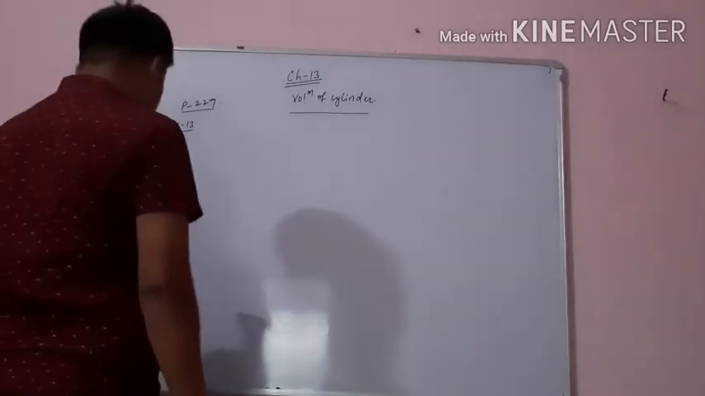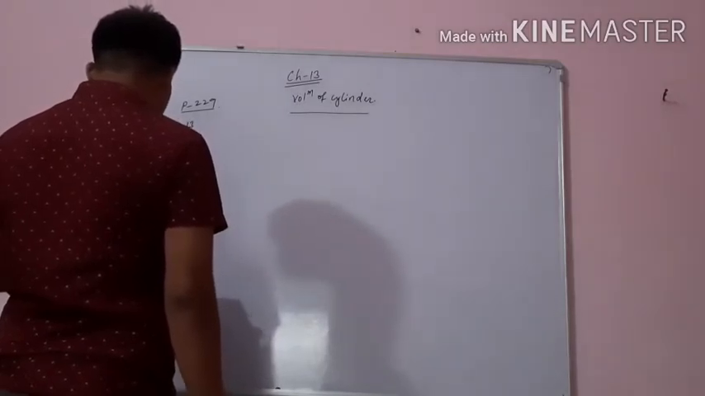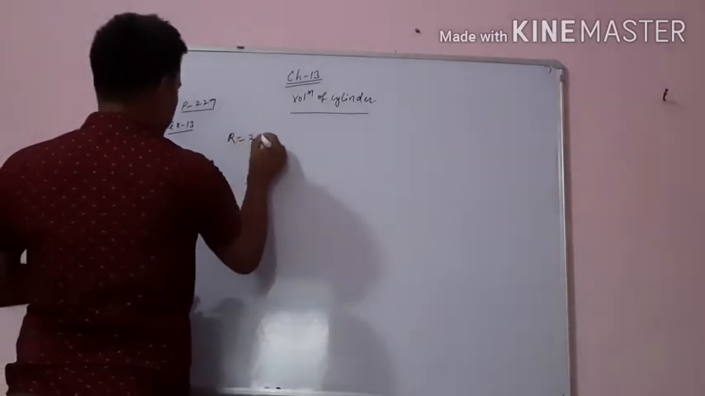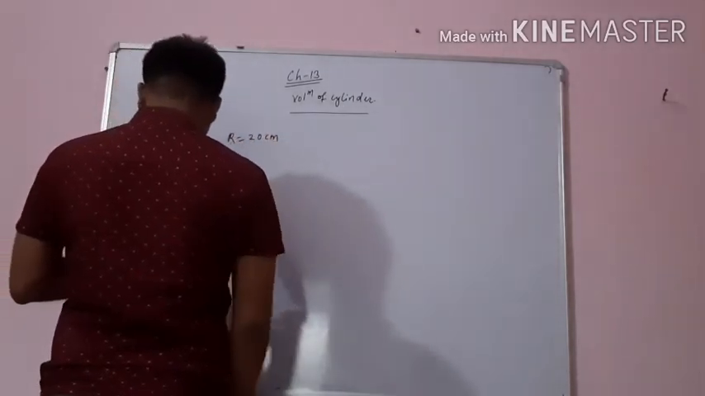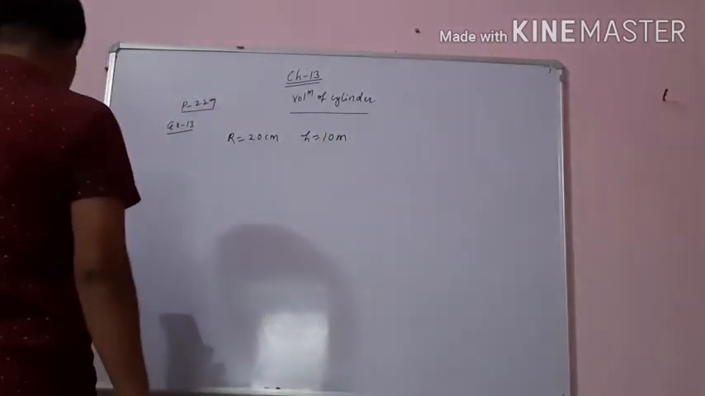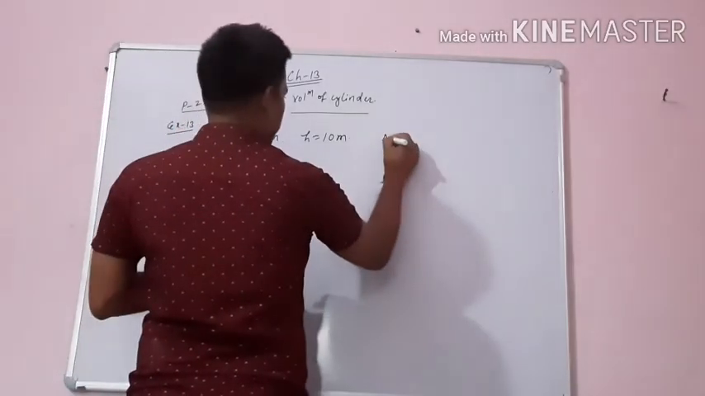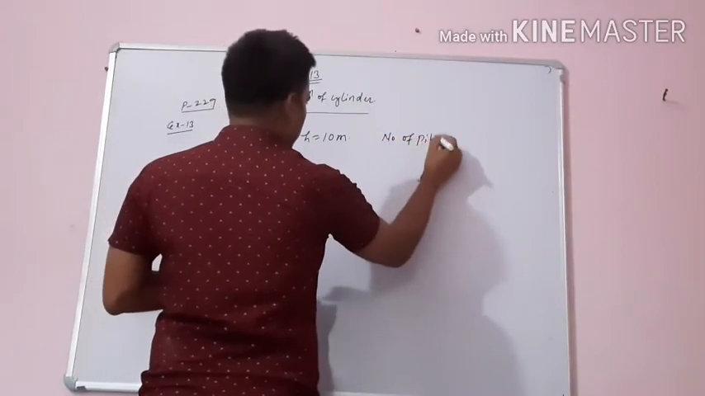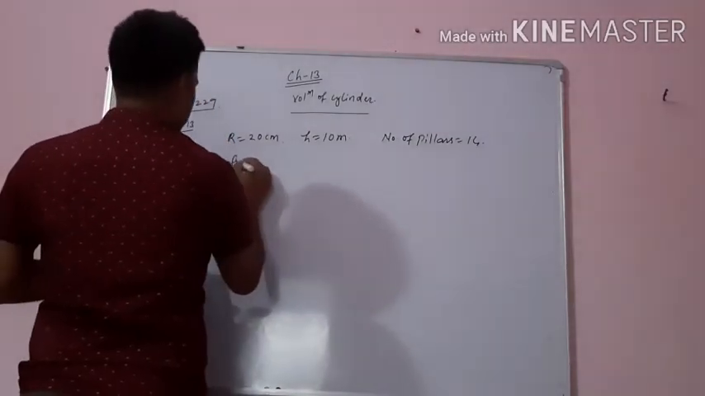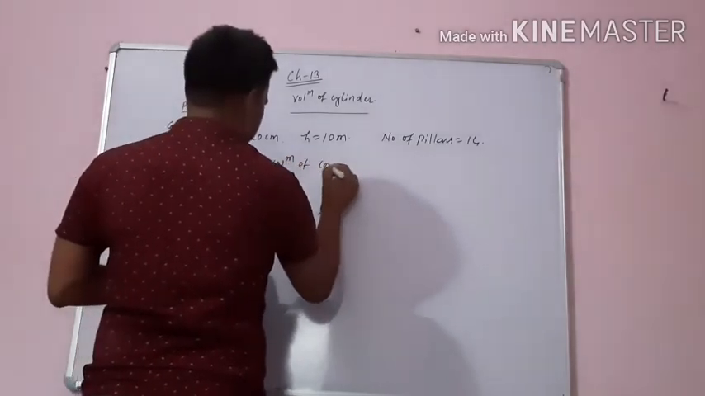Now, the pillars of a temple are cylindrically shaped. In the question it is given the pillars are in the shape of a cylinder. Each pillar has a circular base of radius 20 centimeter, and height equals to 10 meter. How much concrete mixture will be required to make such 14 pillars? Number of pillars is 14. To find is volume of concrete.